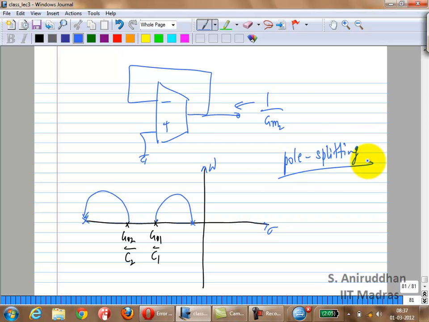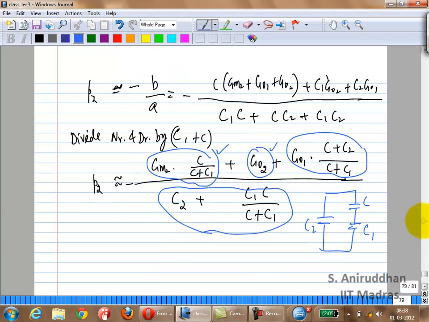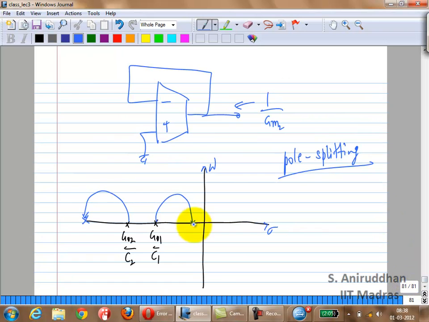So this is called pole splitting. What you have done is split apart the two poles by adding this capacitance between those two nodes. Earlier they used to be fairly close to each other. Now you have moved one very far away. P2 is gm2 over C1 plus C2, something like that. The other one is Go1 over some large C. This is the ideal case which you want: one dominant pole and the non-dominant pole very far away.